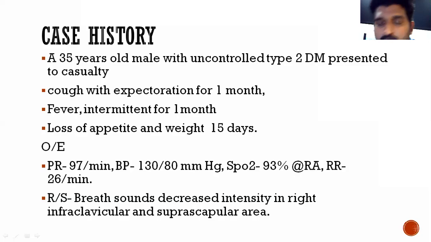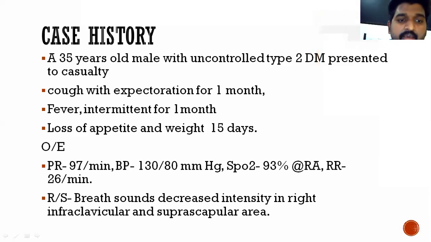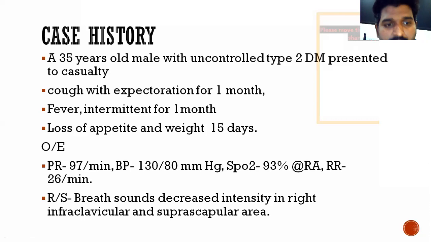A male patient with uncontrolled or poorly controlled type 2 diabetes mellitus presented to us in the emergency department, casualty, with a history of cough with expectoration for the past 1 month, fever which was intermittent for the past 1 month, and loss of weight and appetite for the past 15 days.